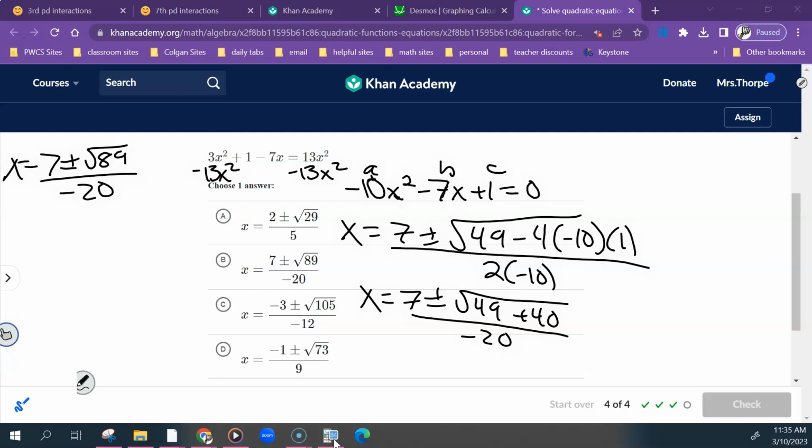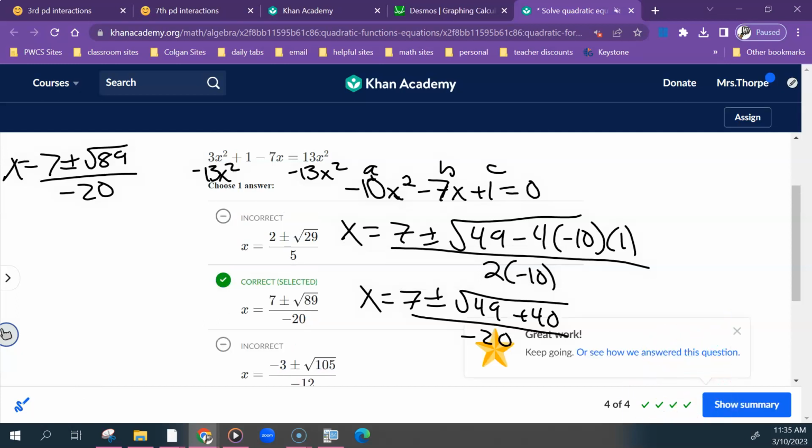Is 89 a perfect square? No. And then, is this answer up here? Yes. Which one? B. So some of them, as you do the work, the answer will be up there. Some of them you'll have to check the decimals and see which one match. Questions about this?